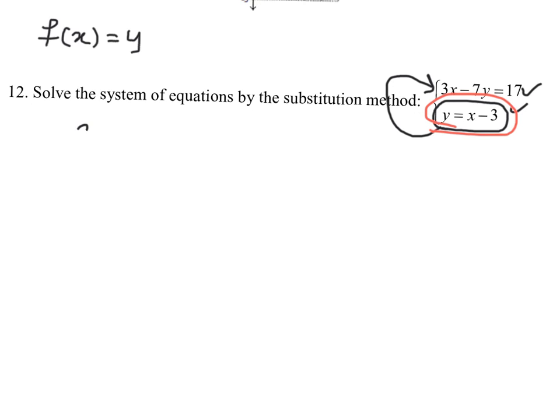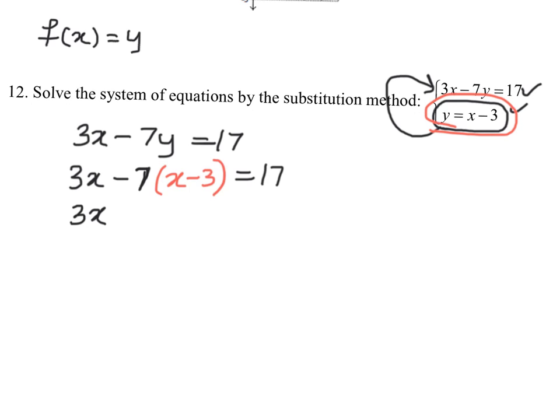So 3x minus 7y is equal to 17. That's my first equation, correct? But remember what I'm doing? I'm substituting my y. What is my y? So I'm going to go ahead. 3x minus 7. So when I multiply this, 7 times x is 7x. -7 times -3 is positive 21 is equal to 17.